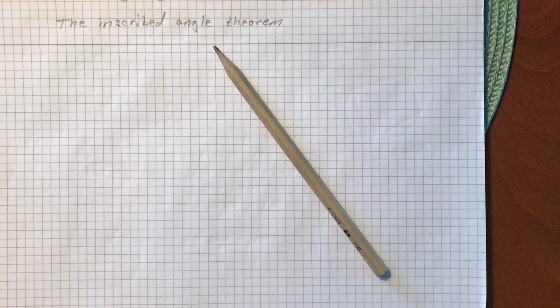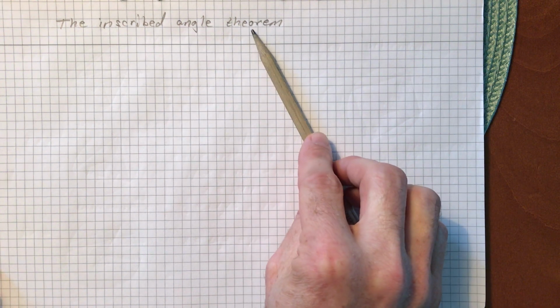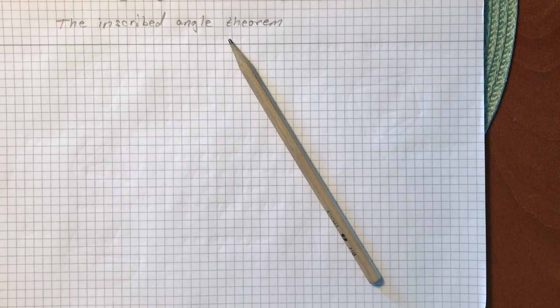So, hello and welcome to a lesson about the inscribed angle theorem. Today I will show you some important definitions and words that have to do with this. It has to do with circles in maths. I will prove the theorem of the inscribed angle for you, and I will show you 4 examples of how you use this theorem to solve problems.